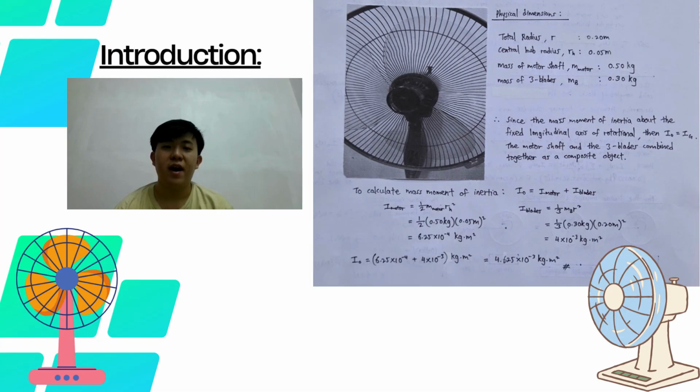For my measurement, I estimated the fan blade radius as approximately 0.2 meters and measured the central hub radius at approximately 0.05 meters. The mass of the fan motor assembly was estimated as 0.5 kilograms and the three blades' mass was approximately 0.3 kilograms. To simplify the analysis, I modeled the fan as a circular object and calculated its mass moment of inertia using the standard inertia equation.